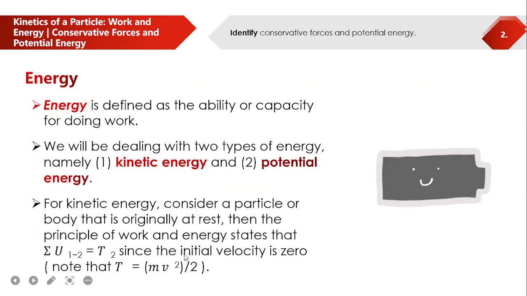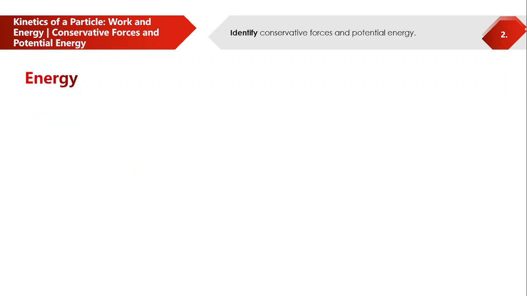So for the principle of work and energy we discussed, the formula is the initial kinetic energy plus the work, the summation of all work done by all the forces on the object, equal to the final kinetic energy. Now, for the ball originally at rest, this is the formula you will use. Okay? That's it, because your initial kinetic energy is zero. Okay? So, that is for kinetic energy.